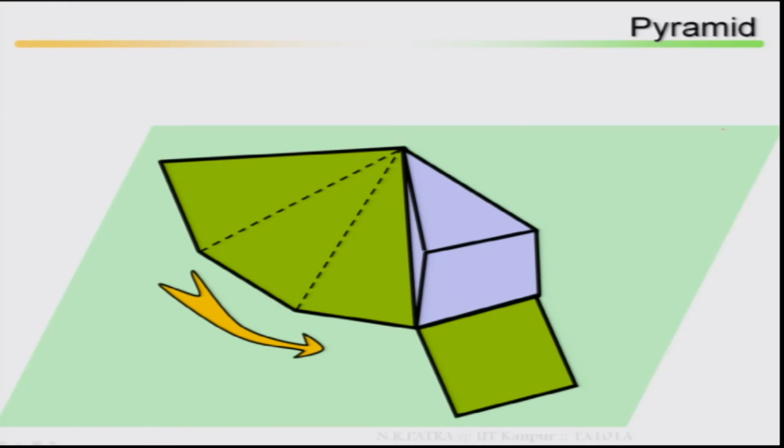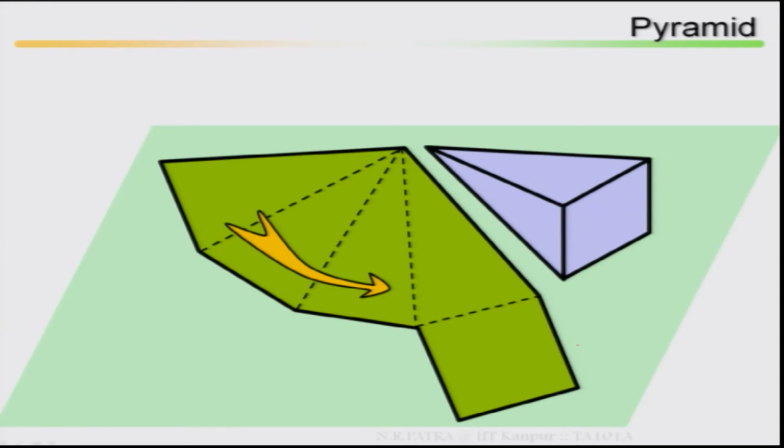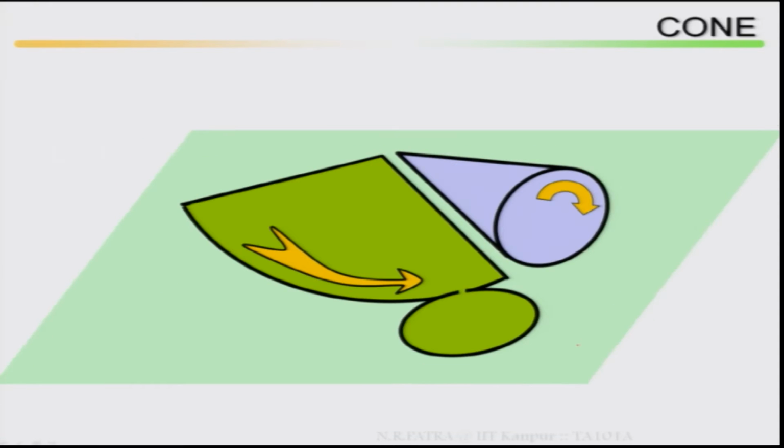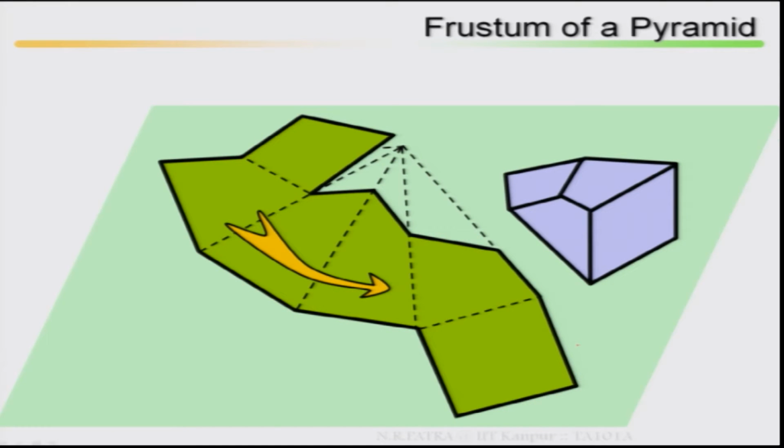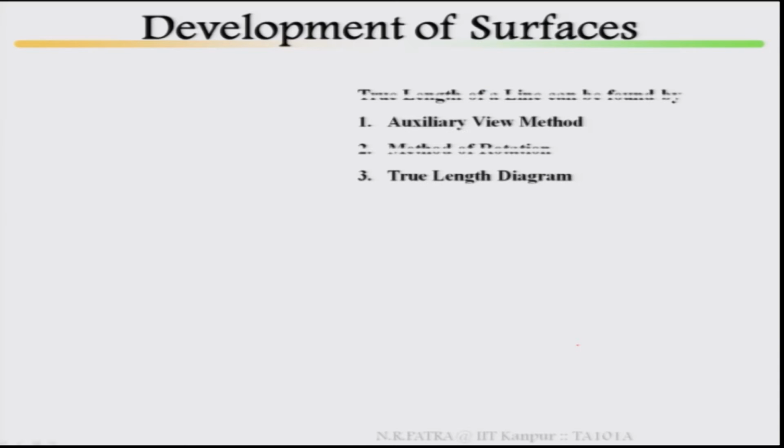then opened up. Here this face has been opened up as this surface, then opened up, how it looks. Then come to your cone, the cone looks like this. Then the frustum of a pyramid, how it looks. Then now go to constructions. Development of surfaces, how do you construct it?